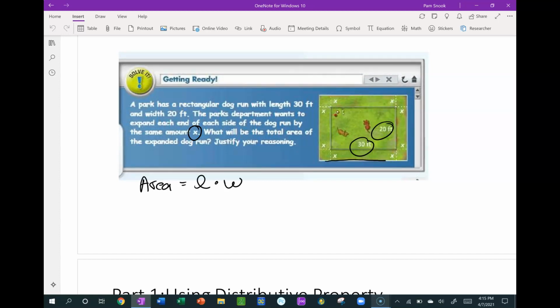And right here would be our length. We have 30 feet here. But then they're adding x on here and then another x on the other side. So that's my new length. And then my new width is going to go up and down. And it started off as 20 feet. And then they added an x at the top and another x on the bottom. So here's an expression for our area.